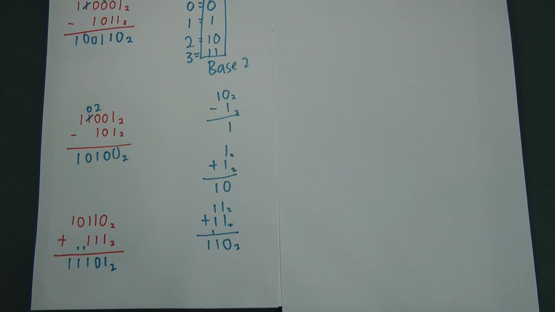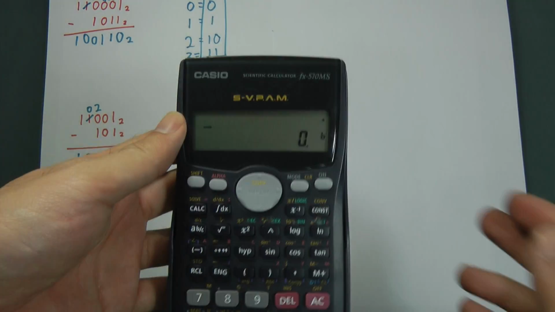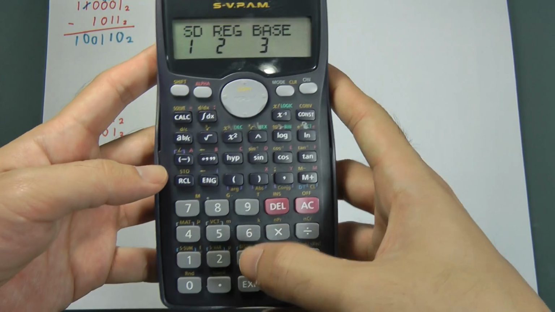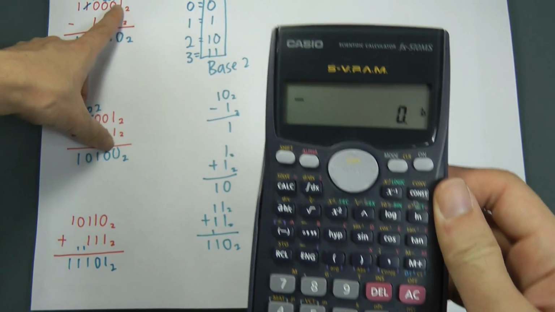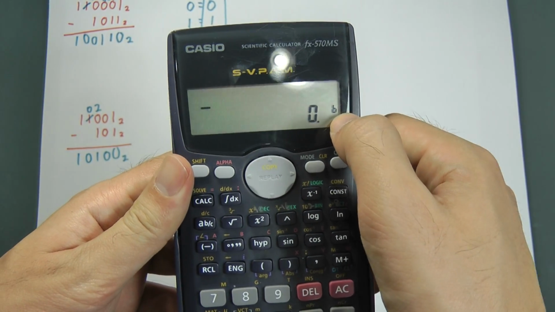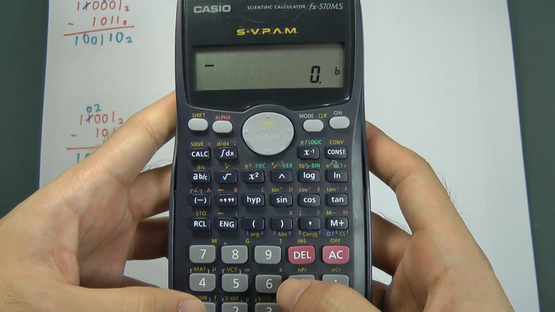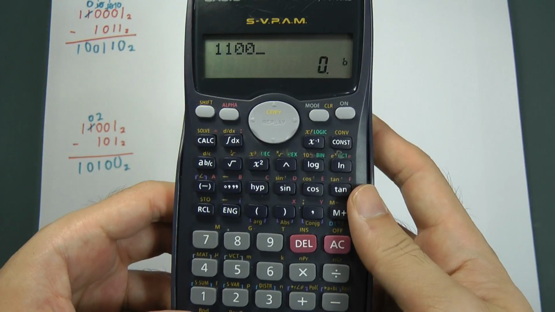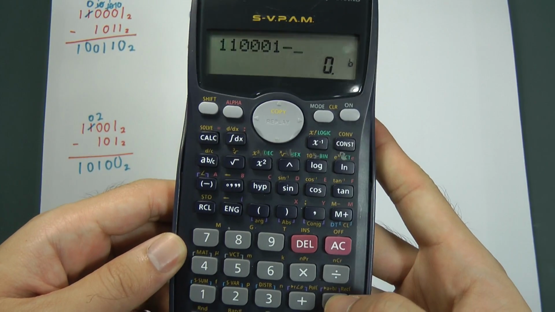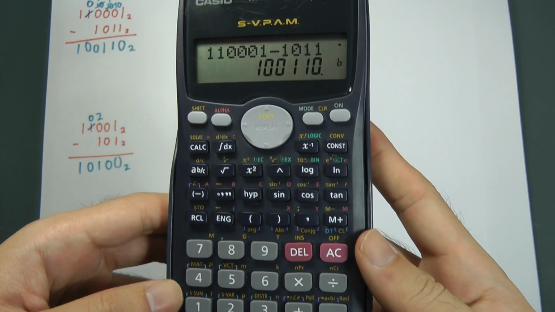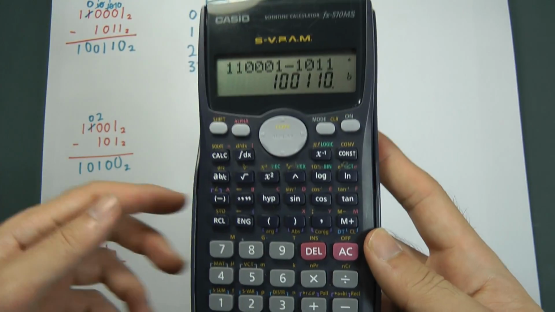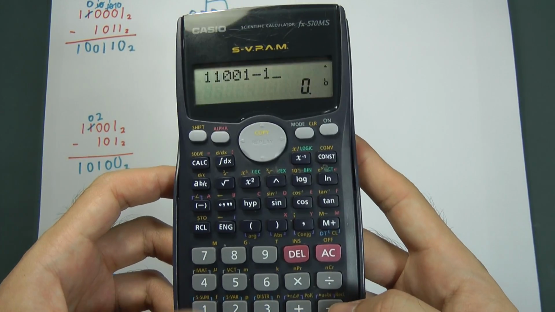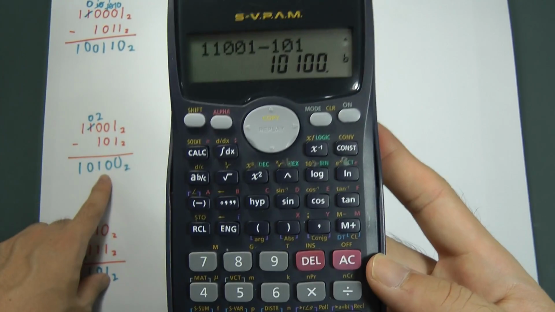Of course, you can still do the checking using a calculator. I'll teach one more time. Press mode 1 time, 2 times, you see base, you press 3. Because this is base 2, you make sure this one is B, or stands for binary. You do the checking. First question: 110001 minus 1011, so you get 100110. Correct. Then the second one is 11001 minus 101, so you get 10100.